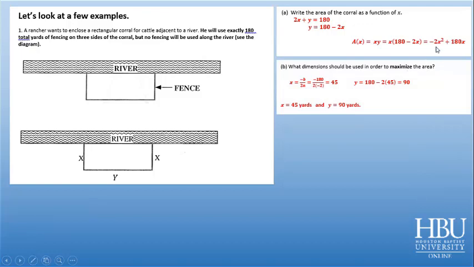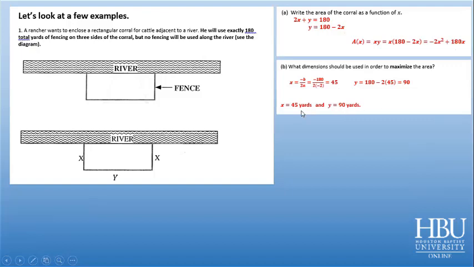I have a quadratic function. I'm looking to maximize something. So I am looking for the vertex. I set x equal to minus b over 2a. In this problem, the a is -2 and the b is 180. So I have minus 180 over 2 times -2. That works out to be 45. If x equals 45, the y is 180 minus 2 times 45, and that works out to be 90.